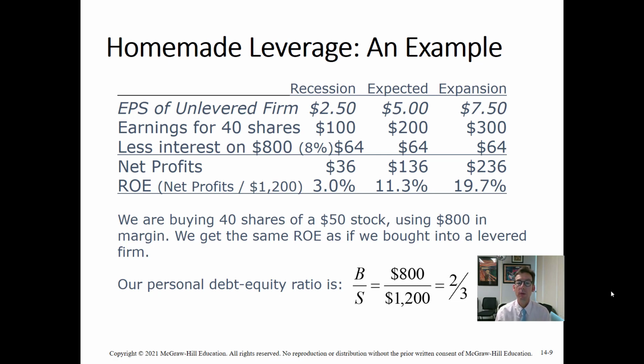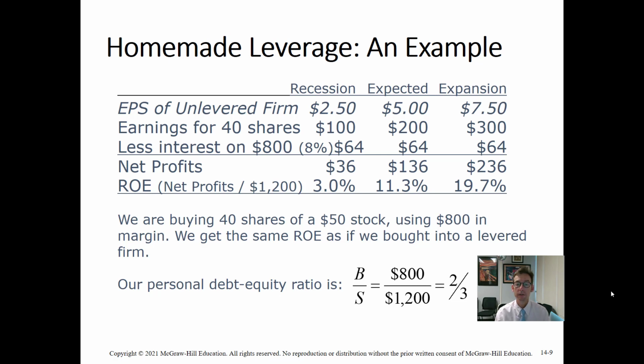And then we must pay the interest on the debt in our margin account. 8% of 800 is $64, and that leaves us with net profits of 36. When I divide that 36 by my original investment, I get 3% ROE.